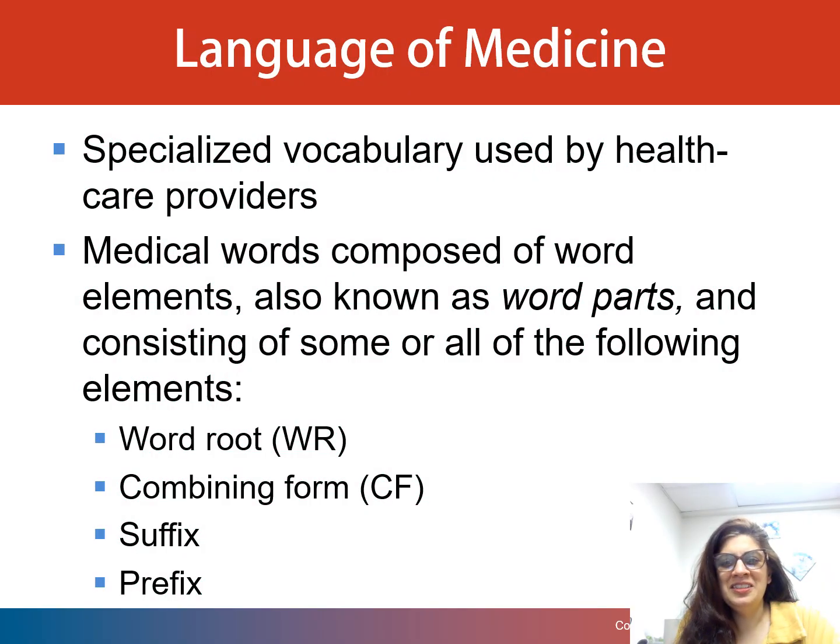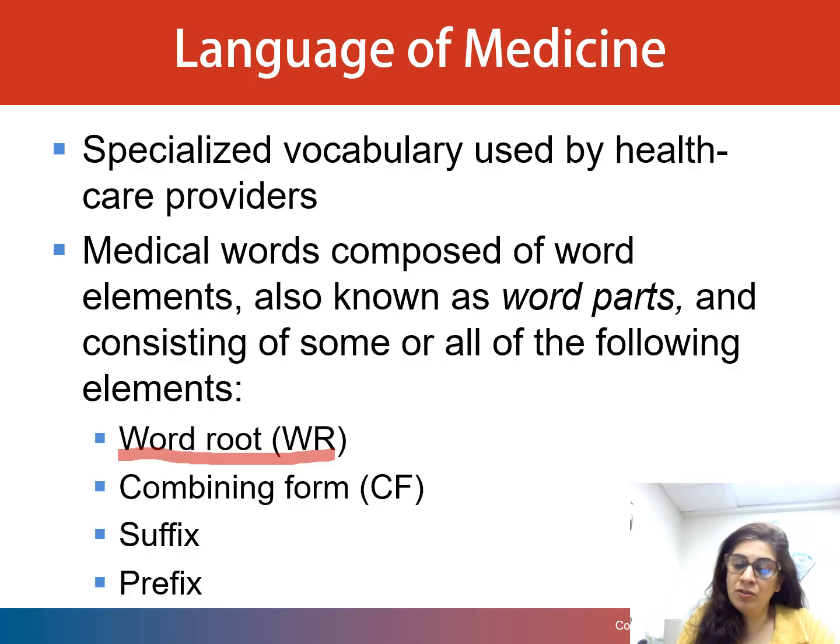So medical terminology is composed of some different parts. The basic part is called the word root. It actually carries the main meaning of the word. Combining form is a vowel. It could be an A, I, E, or O. It doesn't really have any meaning, but we utilize it just to make sure that we can combine different parts of the medical terminology and it becomes easier for us to pronounce it.